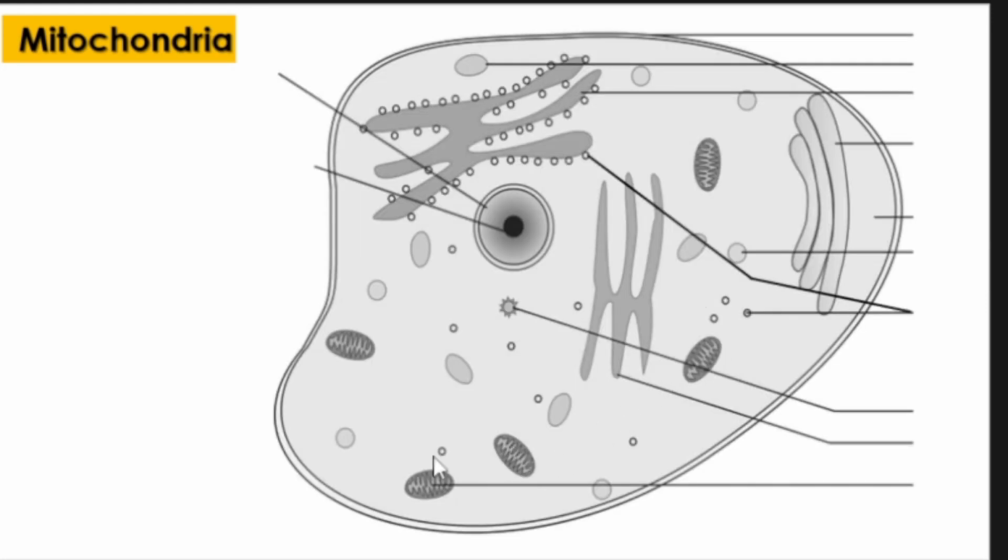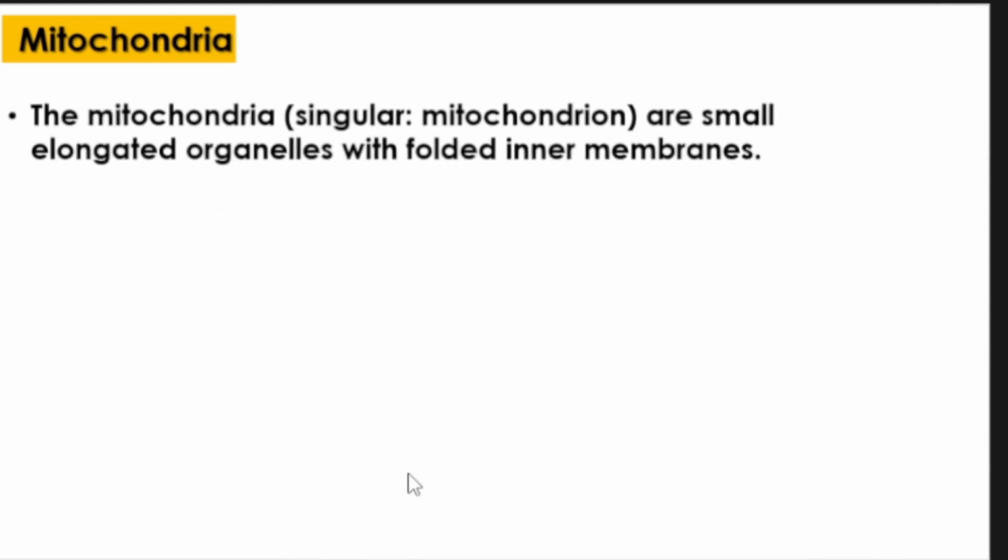The mitochondria, singular mitochondrion, are small elongated organelles, or parts of the cell, with a folded inner membrane. So it has the inner membrane, and it is folded. This is why we are able to see it like this. Inside, the membranes are folded. The mitochondria function as a site for aerobic respiration.